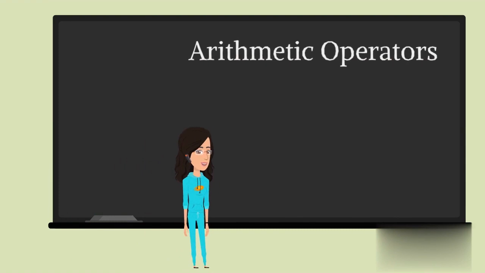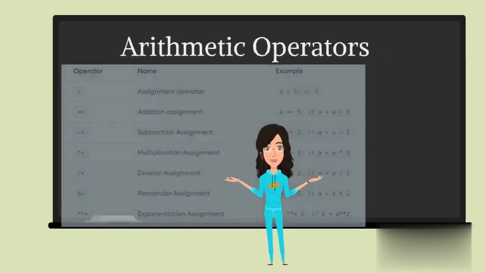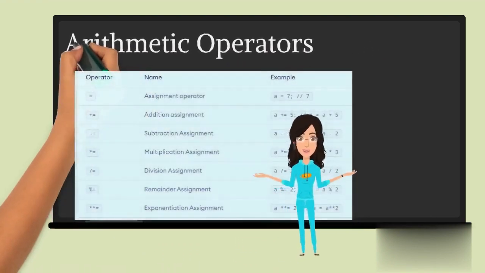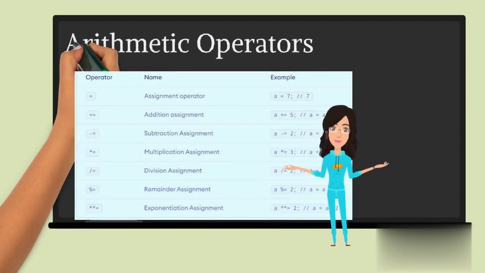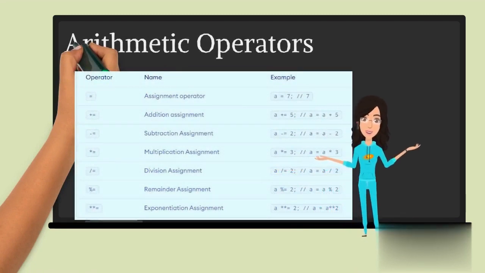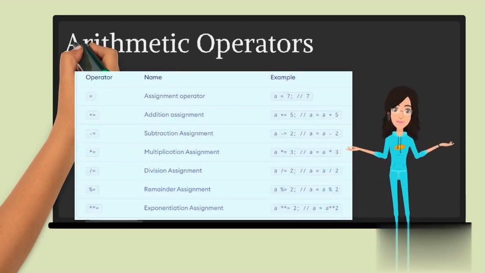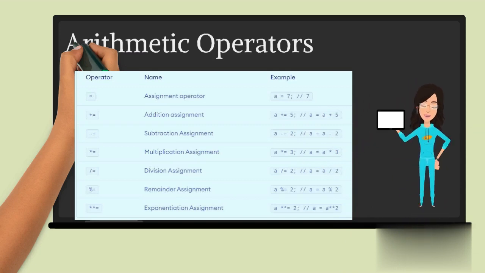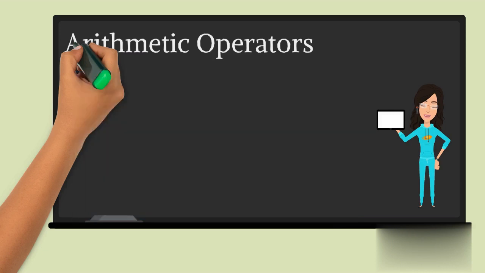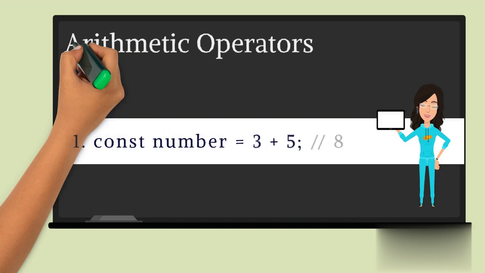Now we will go one by one, starting from the arithmetic operators till the bitwise operators. These are the arithmetic operators available in JavaScript. We have plus, minus, multiplication which is a star, then we have division, modulus, increment and decrement. Arithmetic operators are used to perform arithmetic calculations.